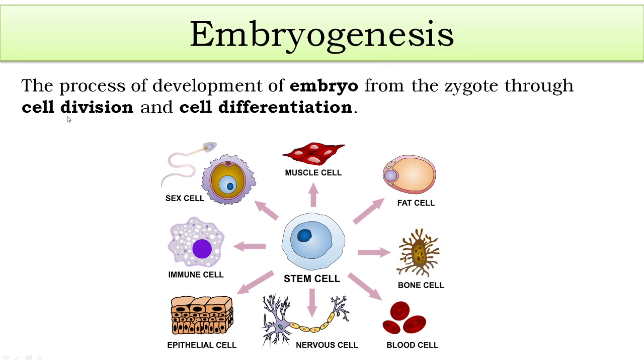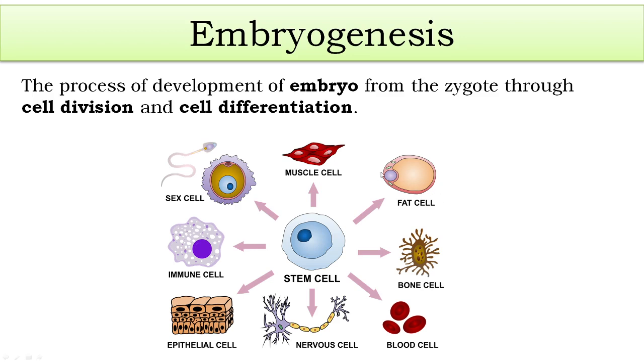So cell division happens through mitosis, whereas cell differentiation means one cell which has the potential to become anything, right? Muscle cell, or a fat cell, or a bone cell, blood cell, nervous cell, epithelial cell, immune cell, germ cell, sex cells. When a particular stem cell becomes differentiated, it means this particular stem cell has become matured into a functional cell, and that functional cell has become a specialized cell, right?